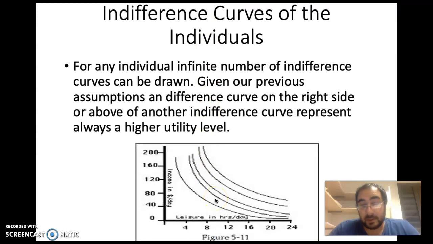So one rule is when you move above or to the right side of an indifference curve, you will come to a new indifference curve which represents a higher level of utility. The indifference curves above and to the right of an indifference curve will represent a higher amount of utility. Why? Because when you increase the income or leisure, when you move up, you increase the income. When you move to the right side, you increase leisure. You will get a higher amount of utility. More leisure and more income give higher utility.